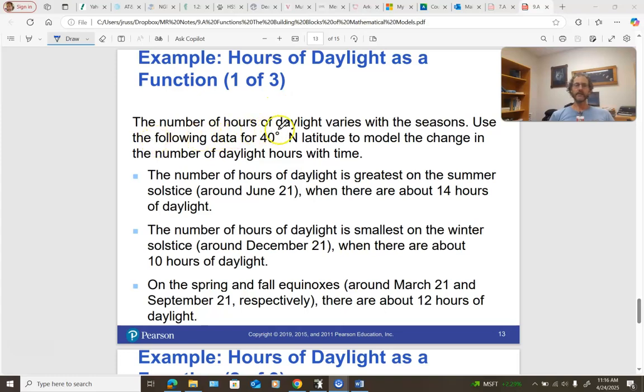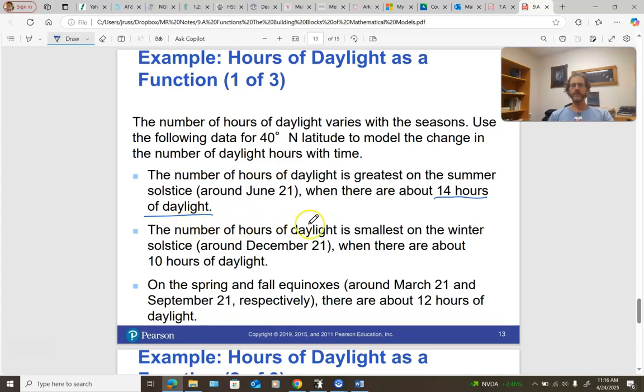So use the following data for 40 degrees north latitude. Little Rock is around 34 degrees latitude, I believe, so it'd be a little bit north of that. So I would say maybe Chicago, perhaps, to model the change in the number of daylight hours with time. The number of hours of daylight is greatest on the summer solstice, which is around June 21st, when there are about 14 hours of daylight. These numbers are real similar to what it's like here in Little Rock as well.